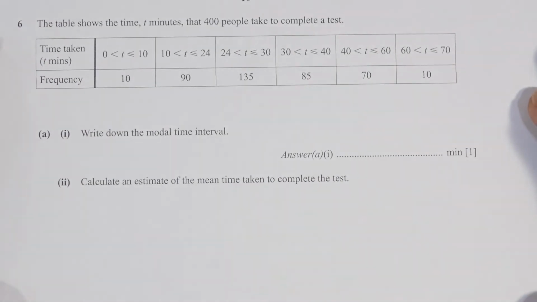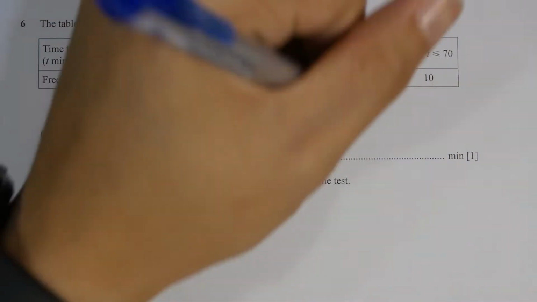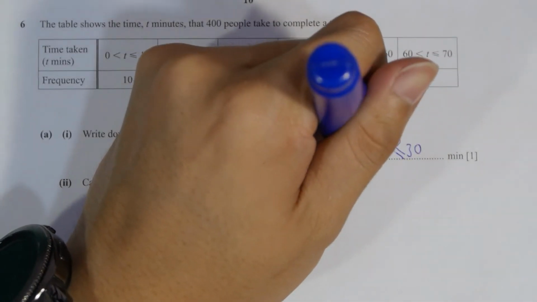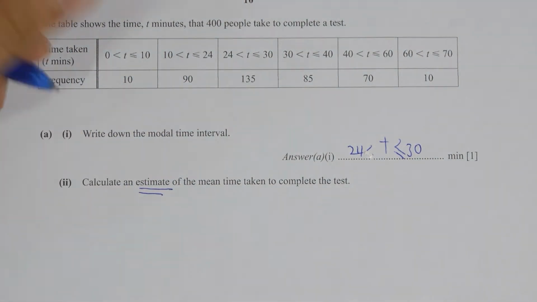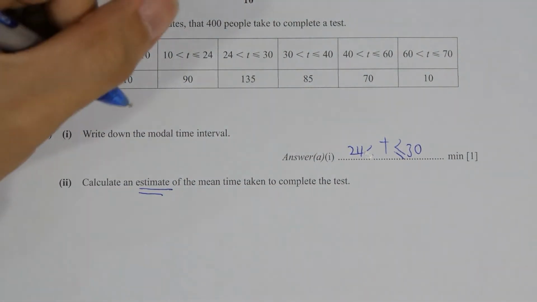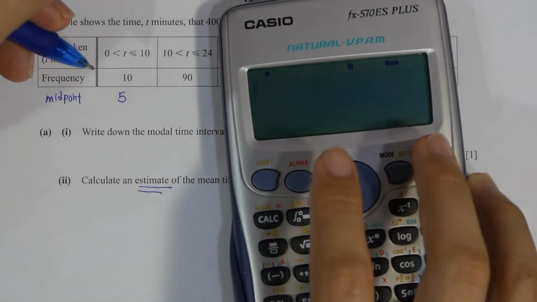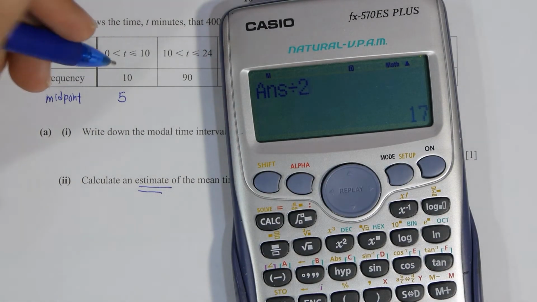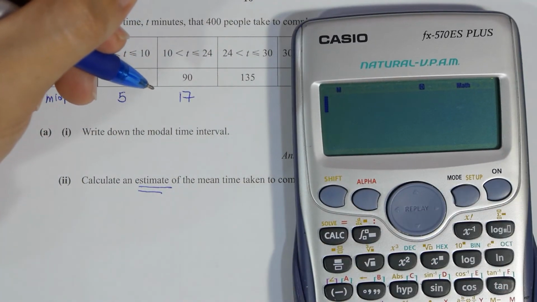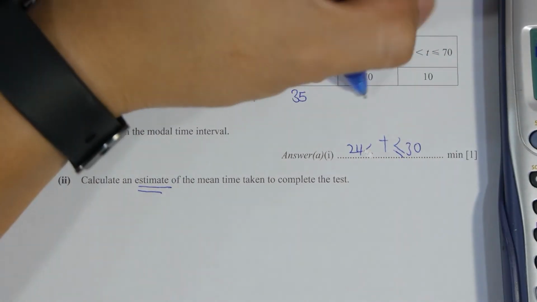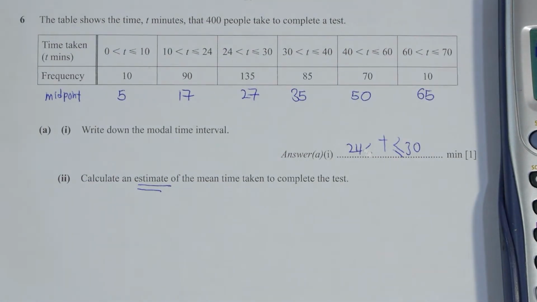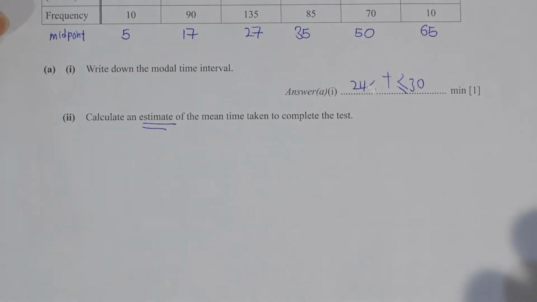So question 6, pretty straightforward. The modal time interval will actually be t less than or equal to 30, more than 24. For you to calculate the mean, simply find the midpoint of the time taken. So it will actually be 5, 17, 27, 35, 50 and 65. Multiply it by its respective frequency, then divide by 400. So the mean will be 30.875.